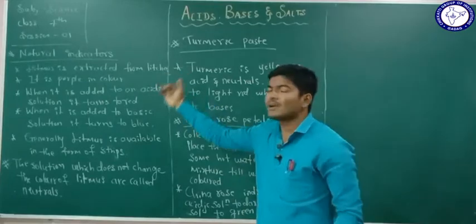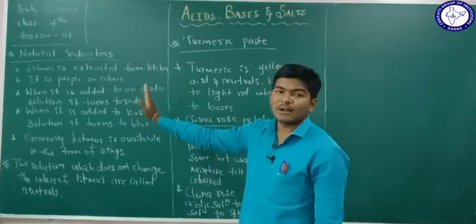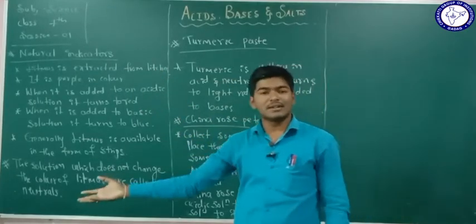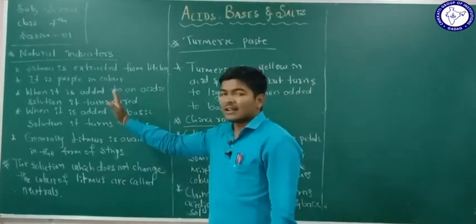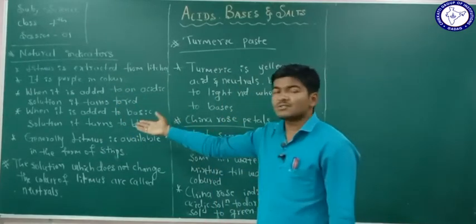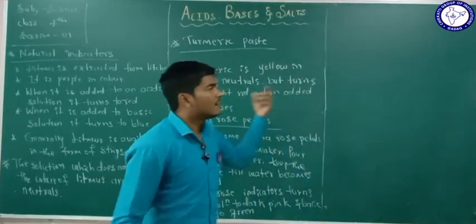One is a blue litmus paper, another one is a red litmus paper. If the color of the blue litmus paper changes to red, then we confirm that the given solution is an acidic solution. If the red litmus paper changes its color to blue, then the given solution is a basic solution. But now, what are the characteristics here?